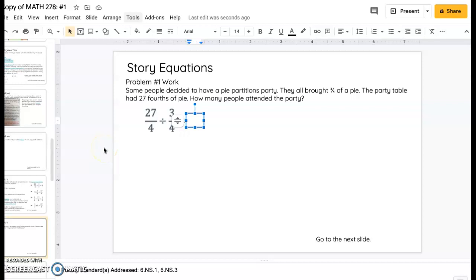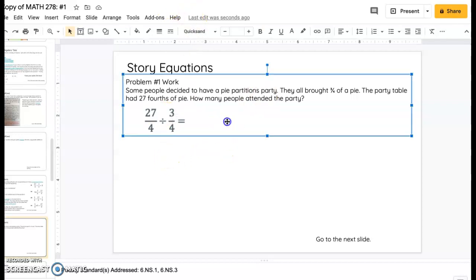Hi there, my name is Eleanor Bierman and I am going to show you how to divide fractions using a number line. So first we're going to start by reading this problem.